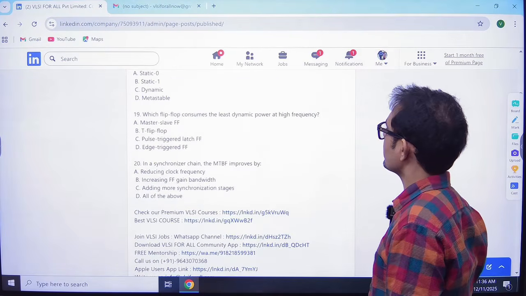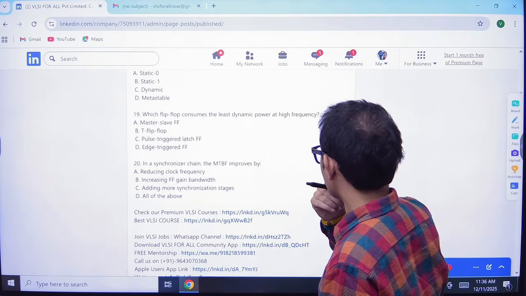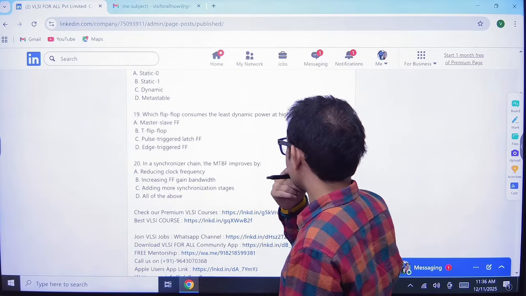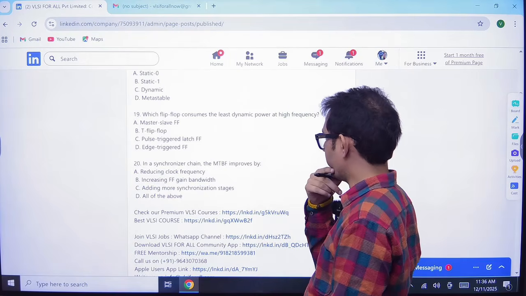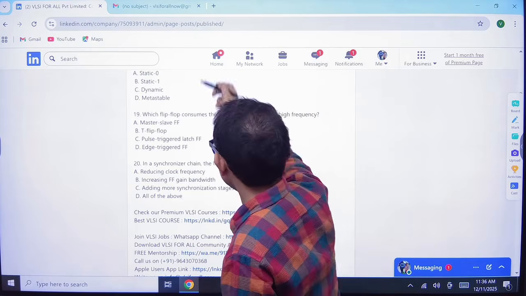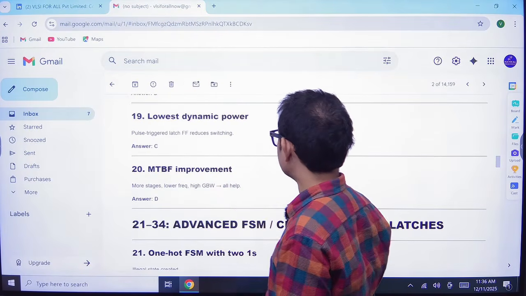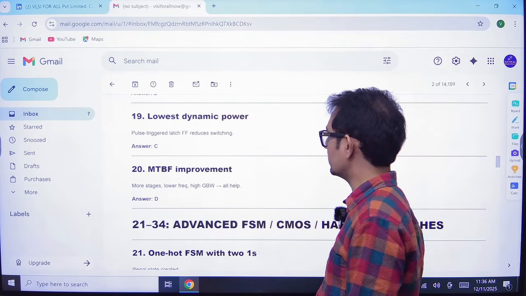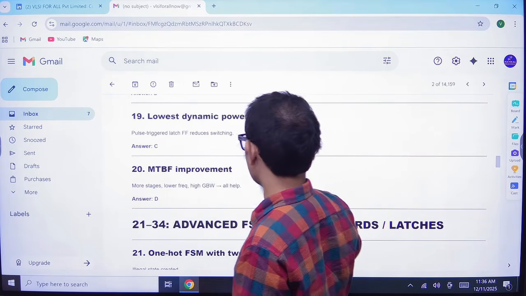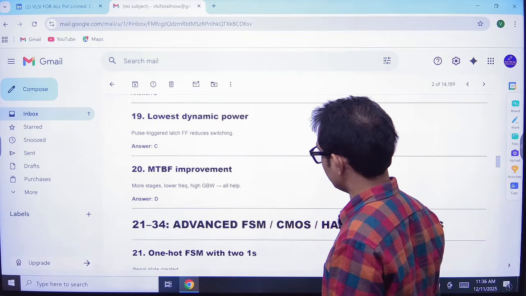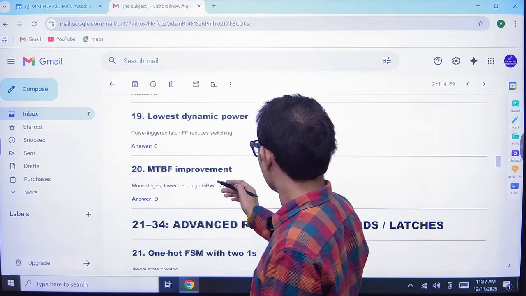Which flip-flop consumes the least dynamic power at high frequency? Okay, master slave, T flip-flop, pulse triggered, edge triggered. So we have to check the answer. Pulse triggered, pulse trigger reduces switching. Okay, pulse triggered is the answer, right? That's why we are using it in other applications, where we can reduce it, right?